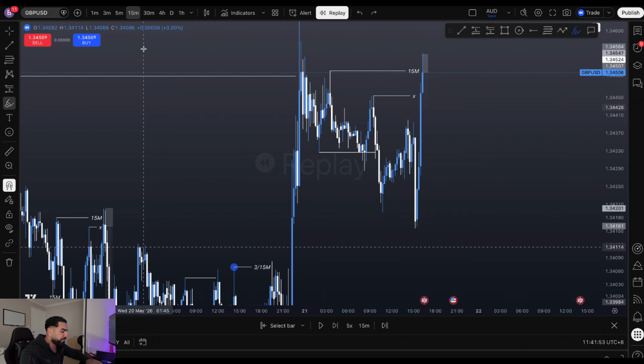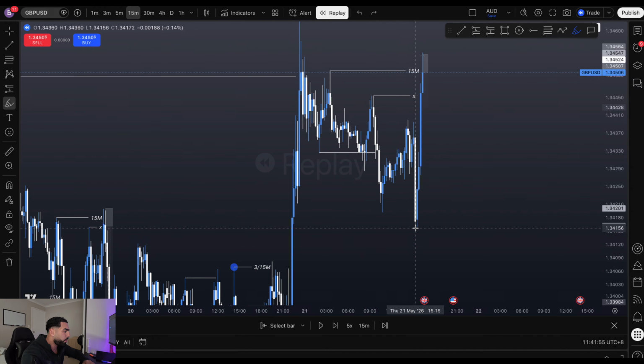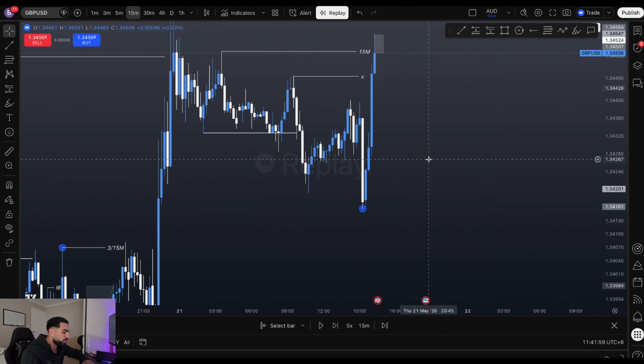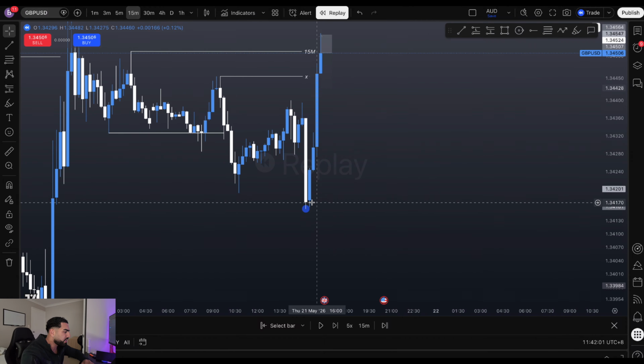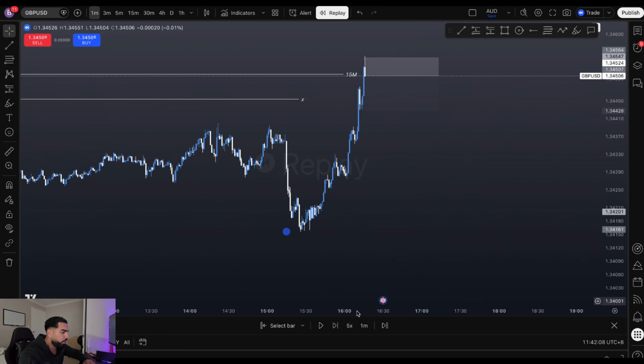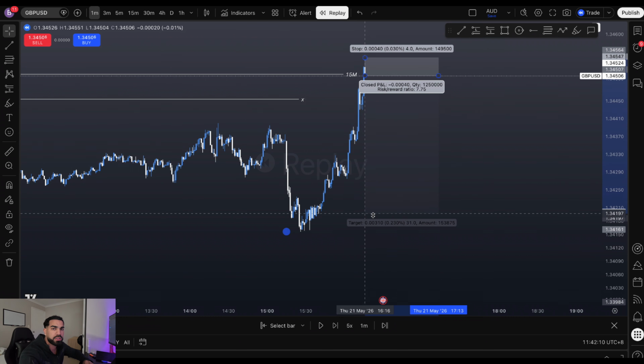I then jumped onto the 15-minute time frame and I marked down my weak low. Now this low is weak because it had failed to make some new structure. So once we have a weak low that's failed to make structure, this is what we're going to be looking to target. And also a quick little fact, I like targeting the body of the candle and not the wick because sometimes I find prices can come all the way down to the wick.